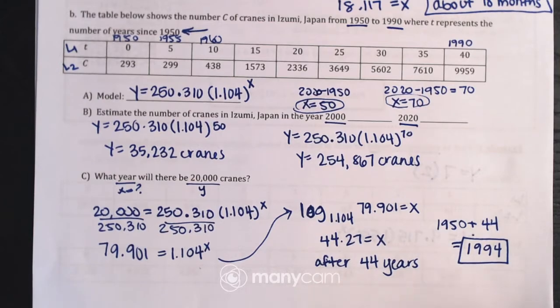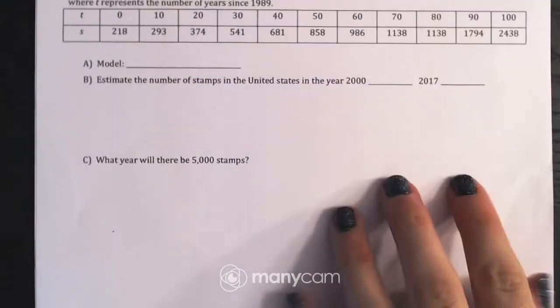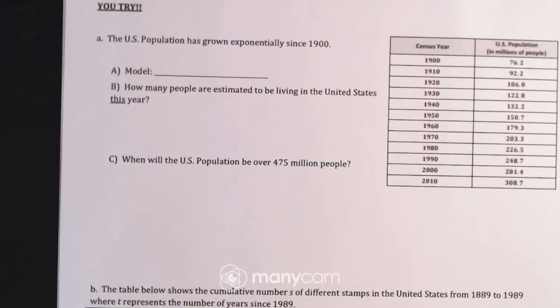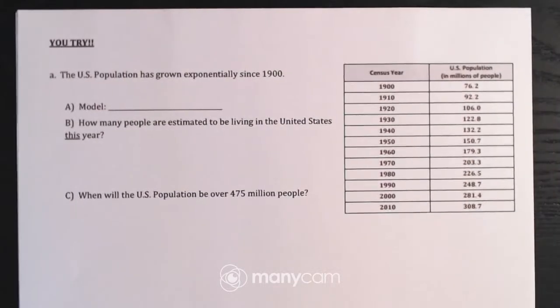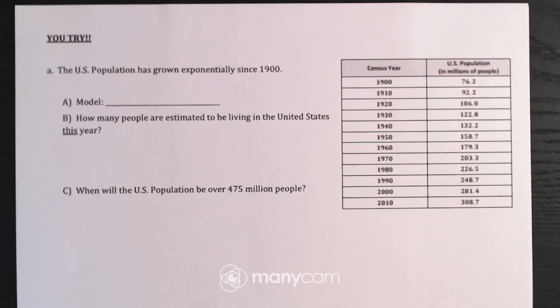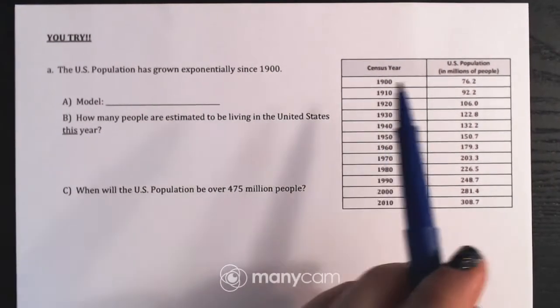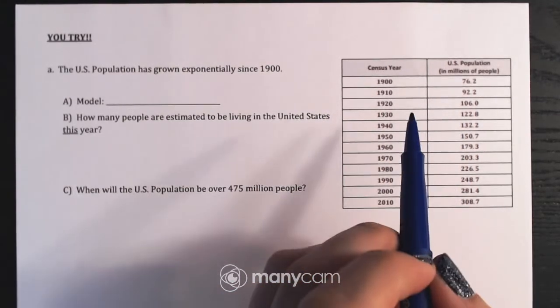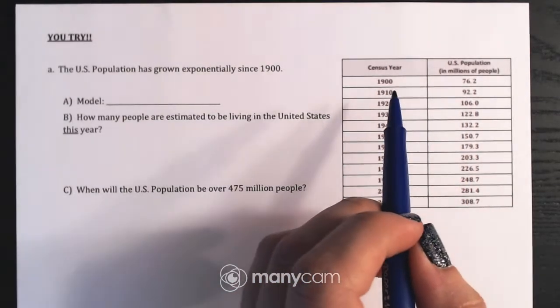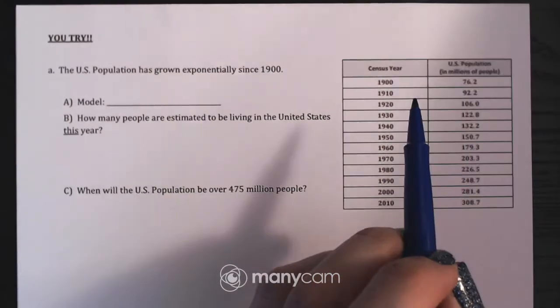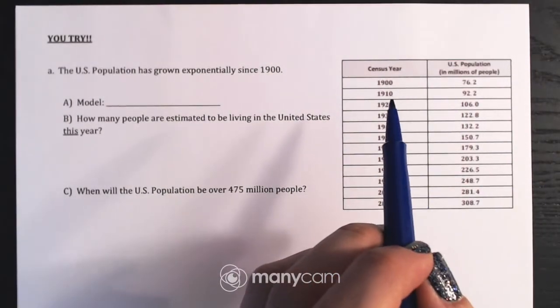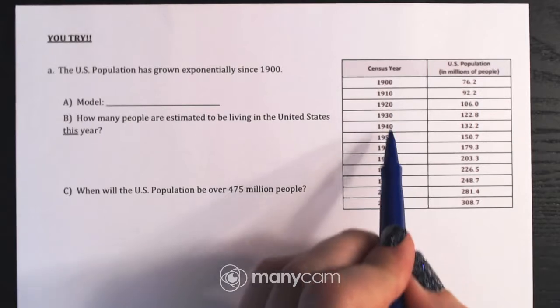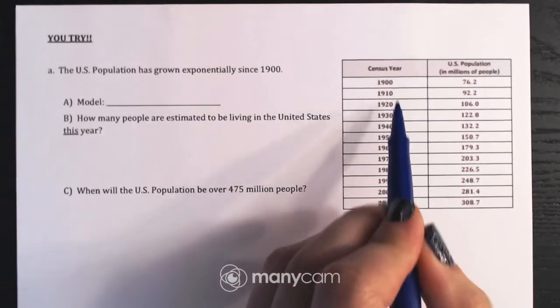Okay. So moving on to our last section here, these two problems I want you to try on your own. I just want to point out one thing about this first one. This is similar to the crane problem we just did. So it's giving you a bunch of population data since 1900. So when you type this in your calculator, you need to make sure that you type it in correctly. You cannot type in actual years into your calculator.